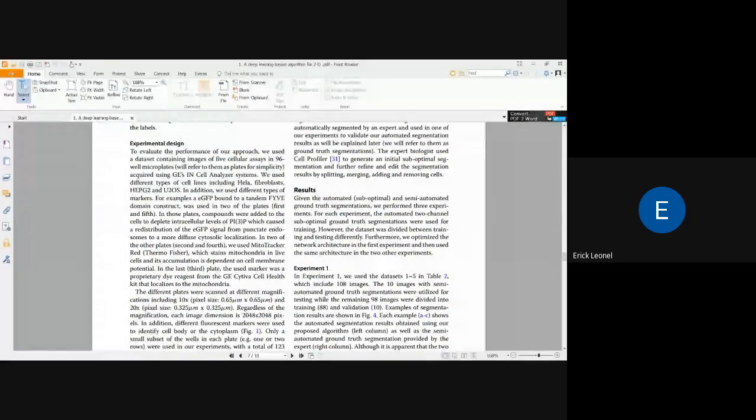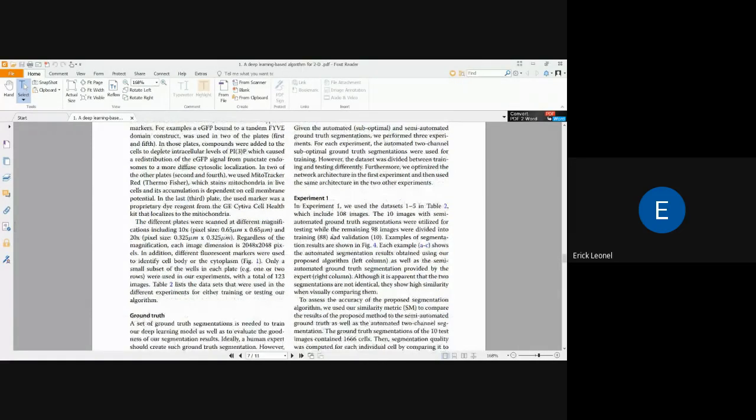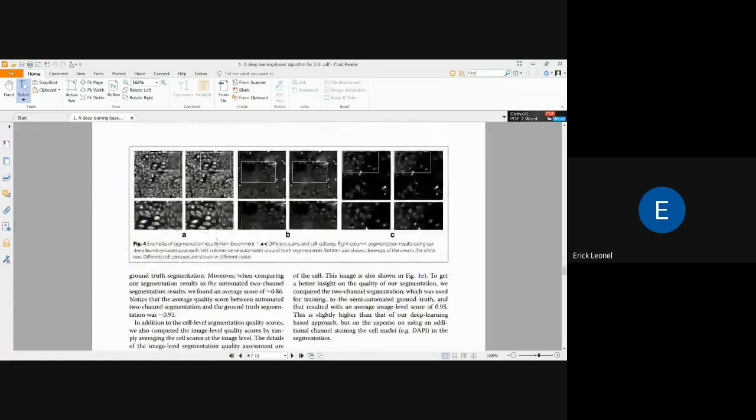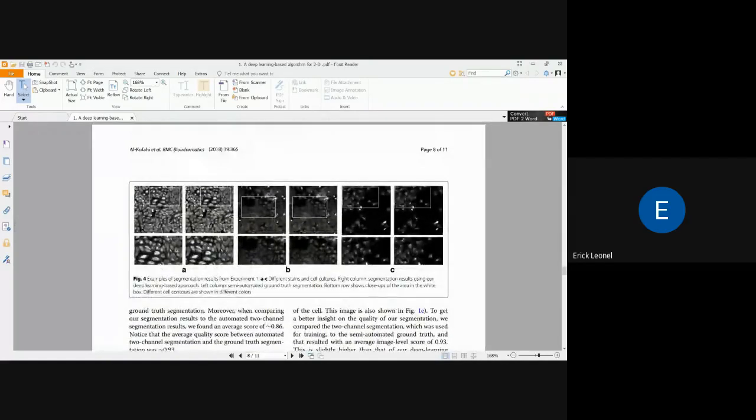Three experiments were performed. The automated two-channel ground-truth segmentation was used for training. In experiment one, the datasets 1 to 5 in Table 2, as we saw, were used, which include 108 images. In this slide, Figure 4 provides information about segmentation results.